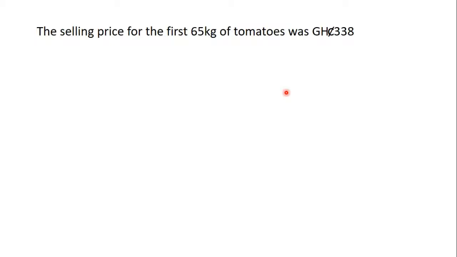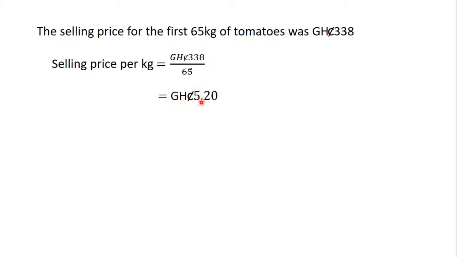The first part of the question, that is the A part, says that we should find the selling price per kilogram. That's the selling price for 1 kilogram. So if the selling price for 65 kilograms is 338 Ghana cedis, then the selling price for 1 kilogram is equal to 338 Ghana cedis divided by 65. And this will give us 5.20 Ghana cedis. That is 5 Ghana cedis 20 pesos.